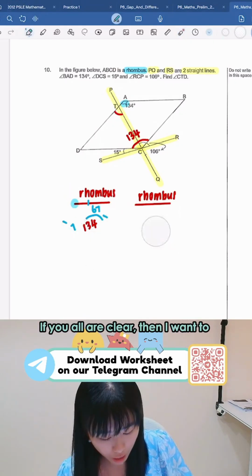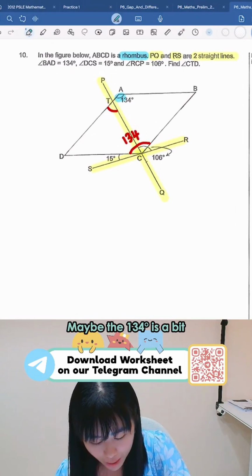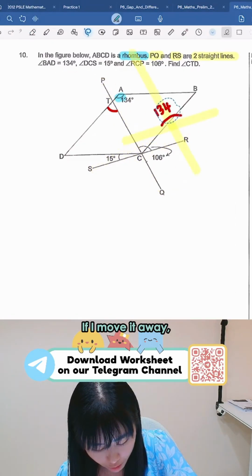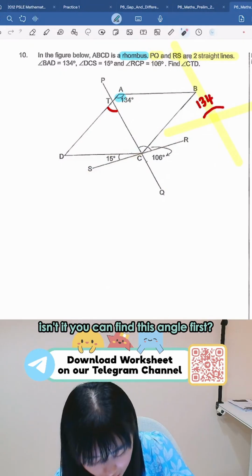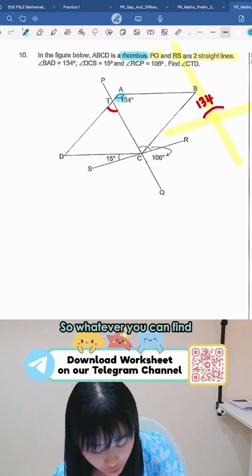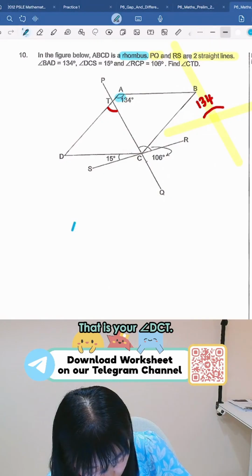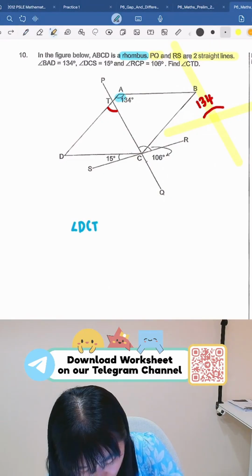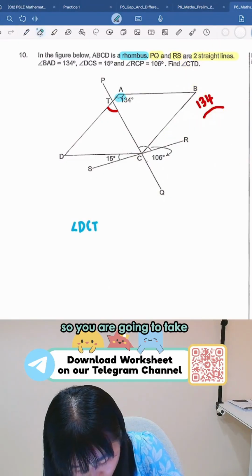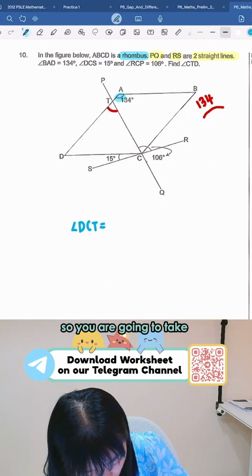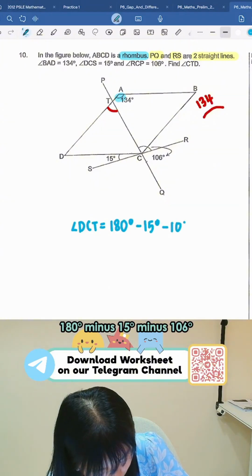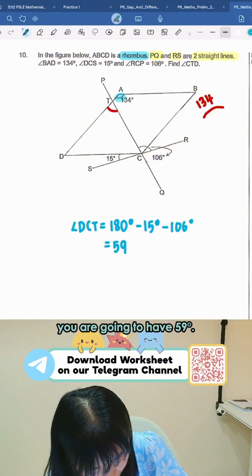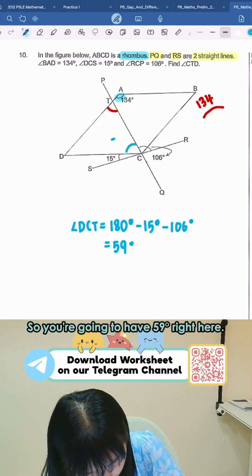Okay, if you are clear, then I want to continue this question. Maybe the 134 is a bit distracting to you. If I move it away, I want you to see here. Can you see something you can do? Isn't it you can find this angle first? Whatever you can find, go and find, because it will help you. That is your angle DCT. This is a straight line, so you take 180 degrees minus 15 degrees minus 106 degrees. You are going to have 59 degrees, correct or not? So you have 59 degrees right here.